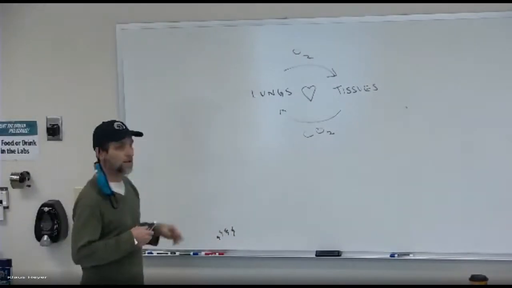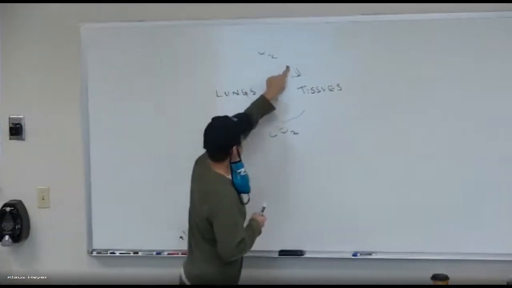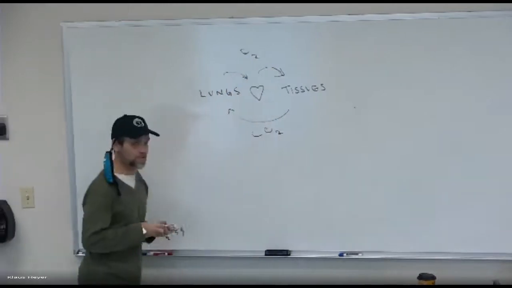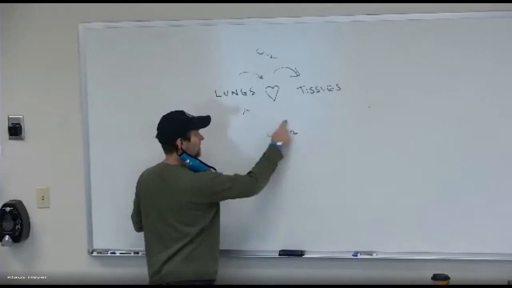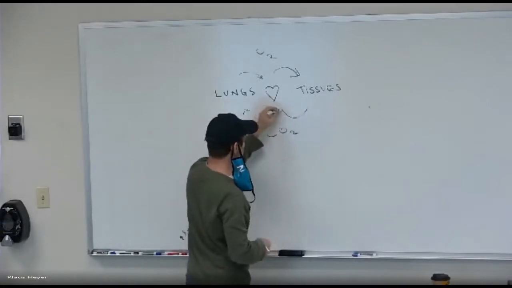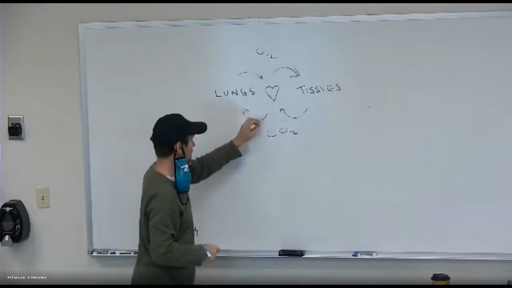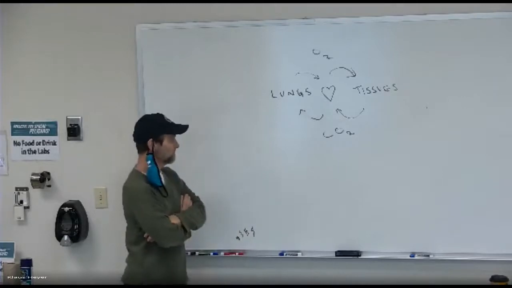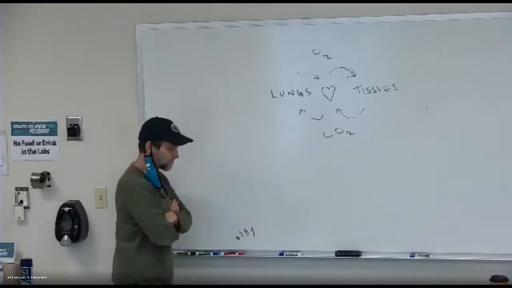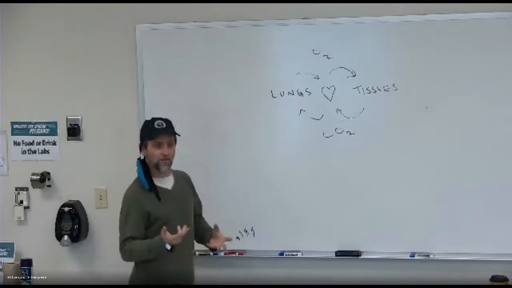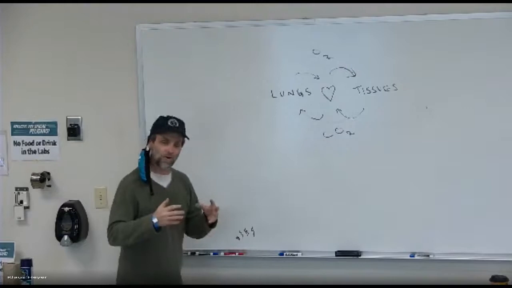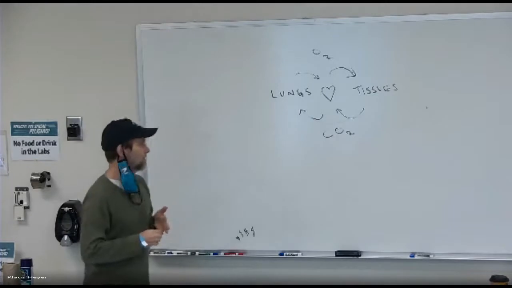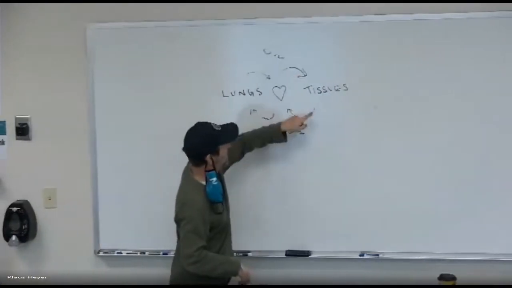So really, when the lungs get oxygen, the lungs send that blood to the heart, and the heart sends that blood out to the tissues. Same thing here. The tissues send that blood, the deoxygenated blood, back to the heart, and the heart is the one that sends it to the lungs. So the heart's just a middleman. The heart's in the middle of all this. The heart is the one that's pumping the blood all the way down to your feet and pumping the blood back up to the heart again.